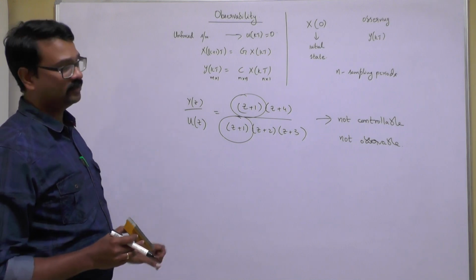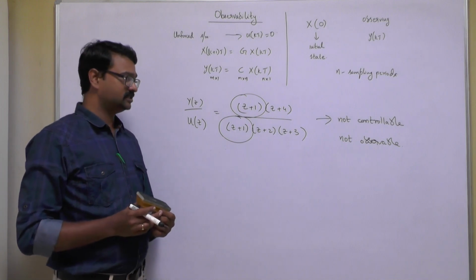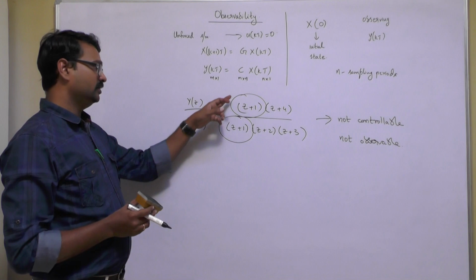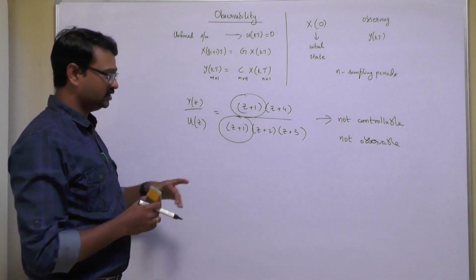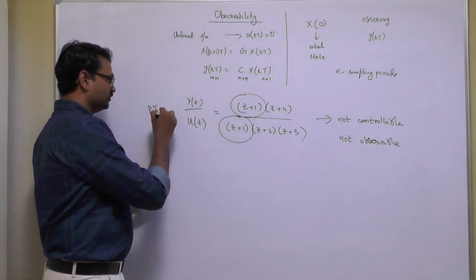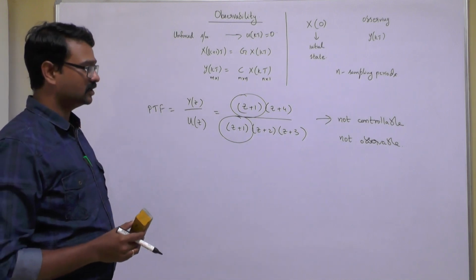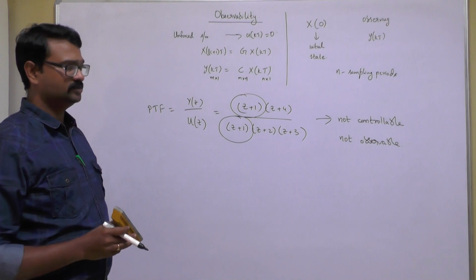Right. So when you are going for observability and controllability tests in discrete time control systems, if you have your pulse transfer function of this sort, Y of z by U of z, with a pole zero cancellation, then the system is not controllable and also not observable in nature.